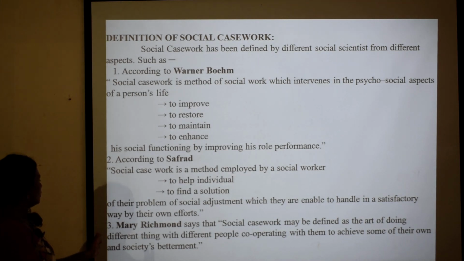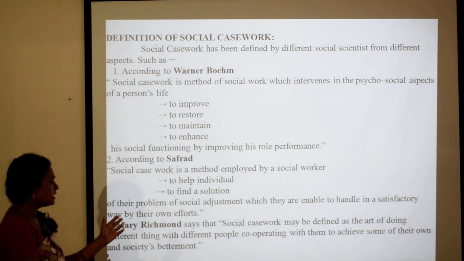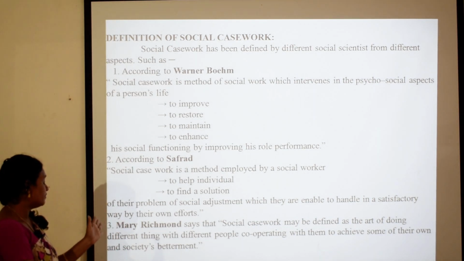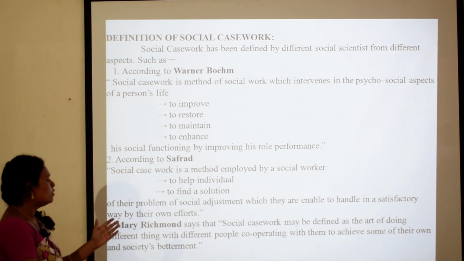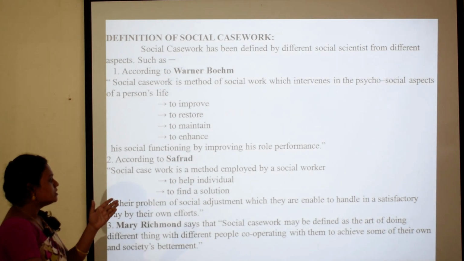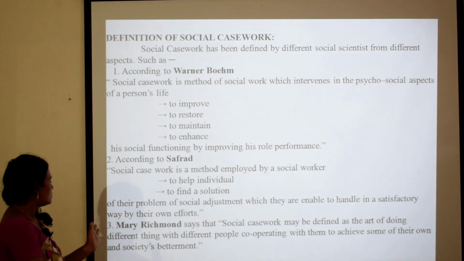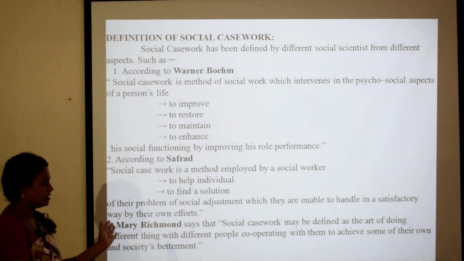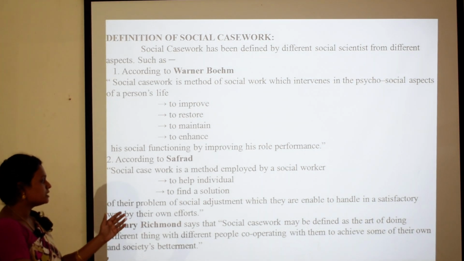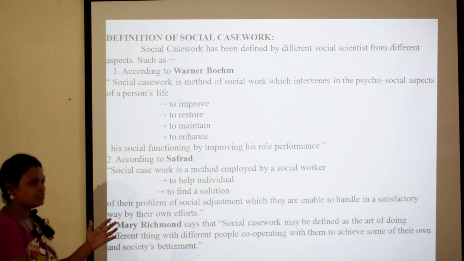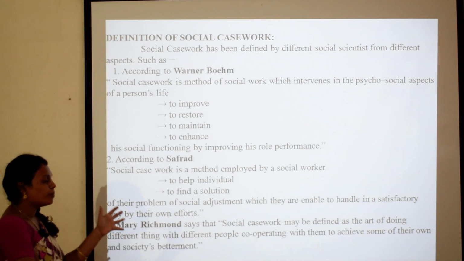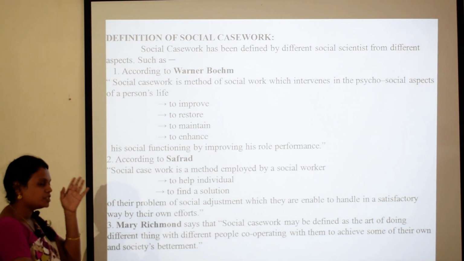Next we are going to see what Mary Richmond has said about social casework. Social casework may be defined as the art of doing different things with different people, cooperating with them to achieve some of their own and society's betterment. So she defined social casework as an art of doing different things with different people, cooperating with them for their society's betterment.